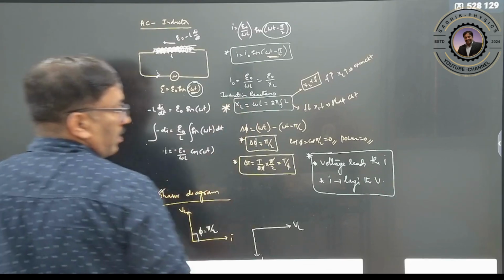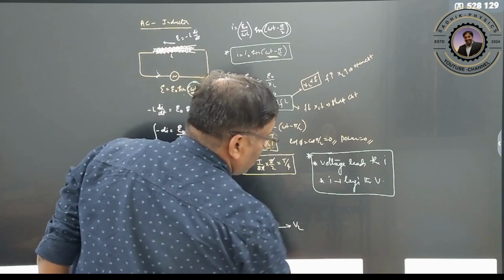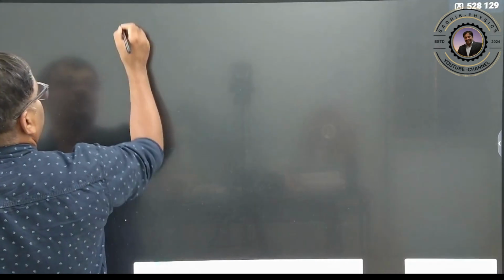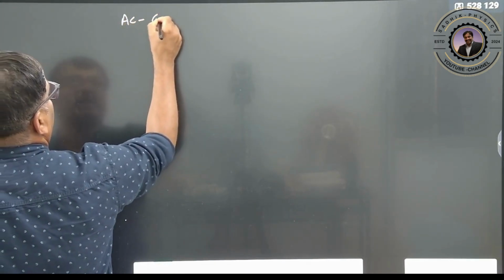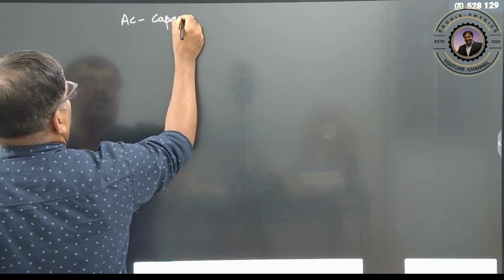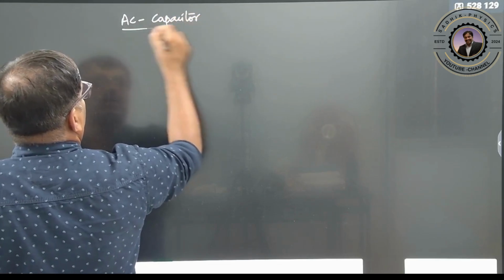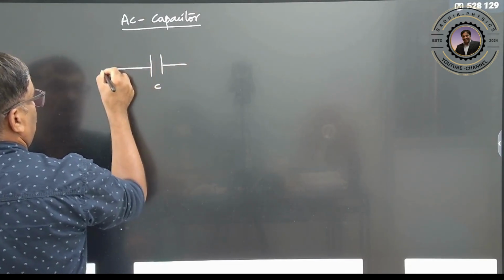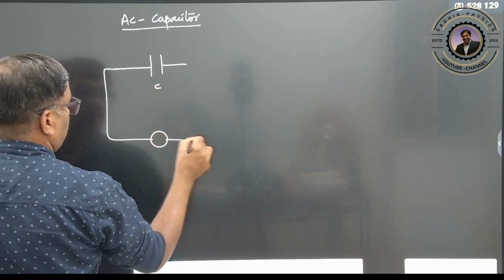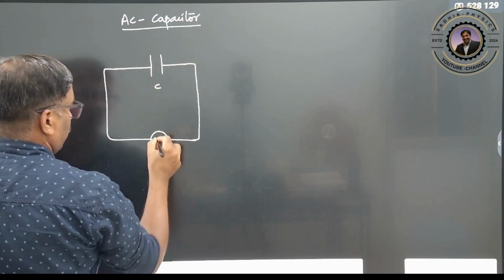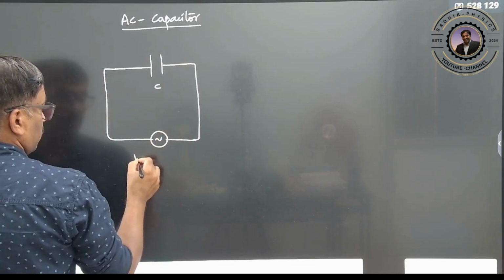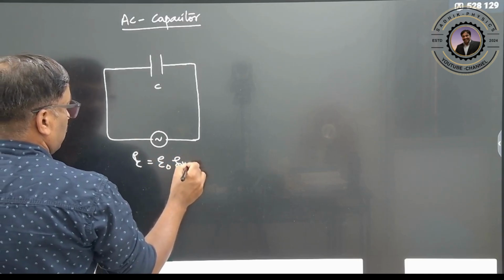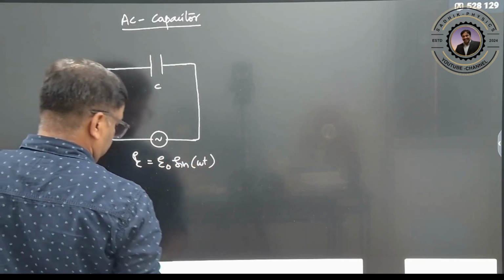Clear? Now let us see. We will apply alternating current across the capacitor. So one capacitor is there, and the capacitance is C. Now we are going to connect one alternating voltage. Therefore E is equal to E naught into sine of omega t.